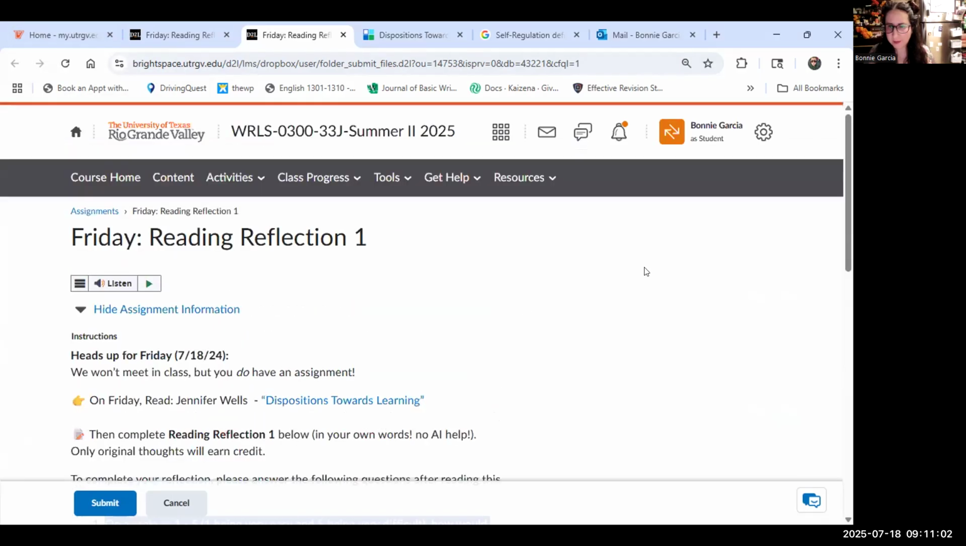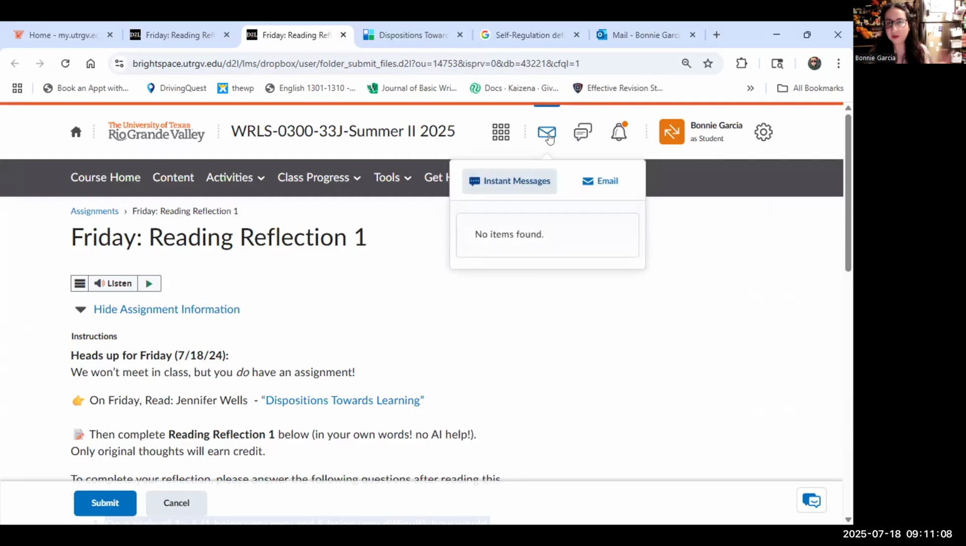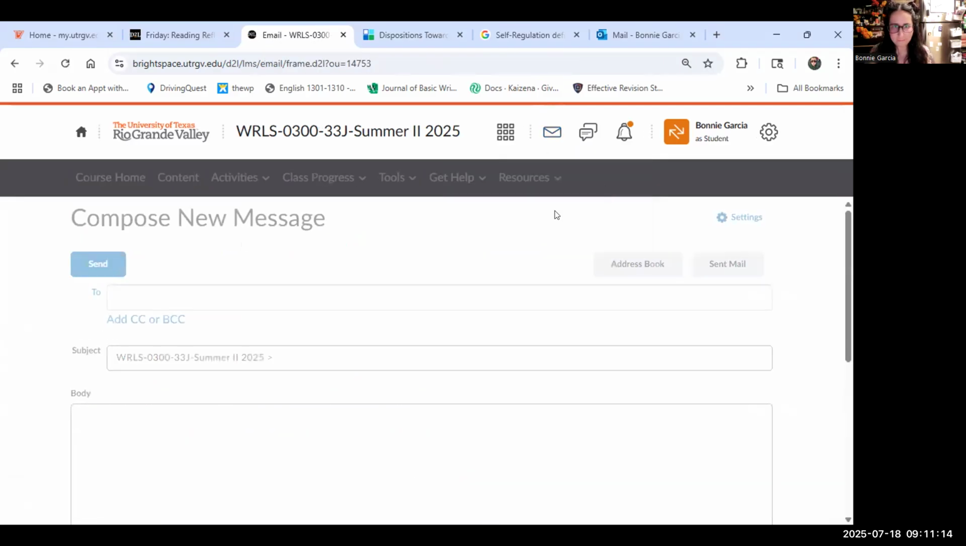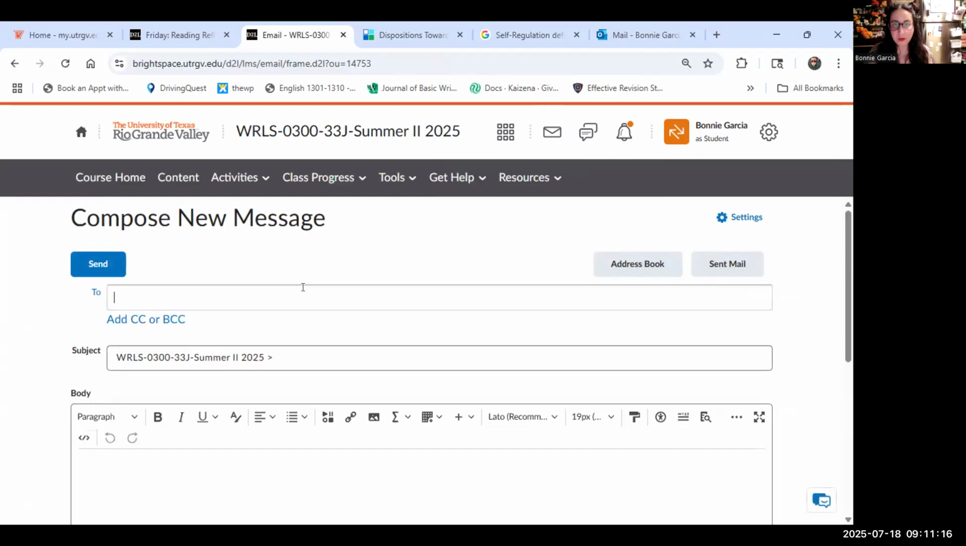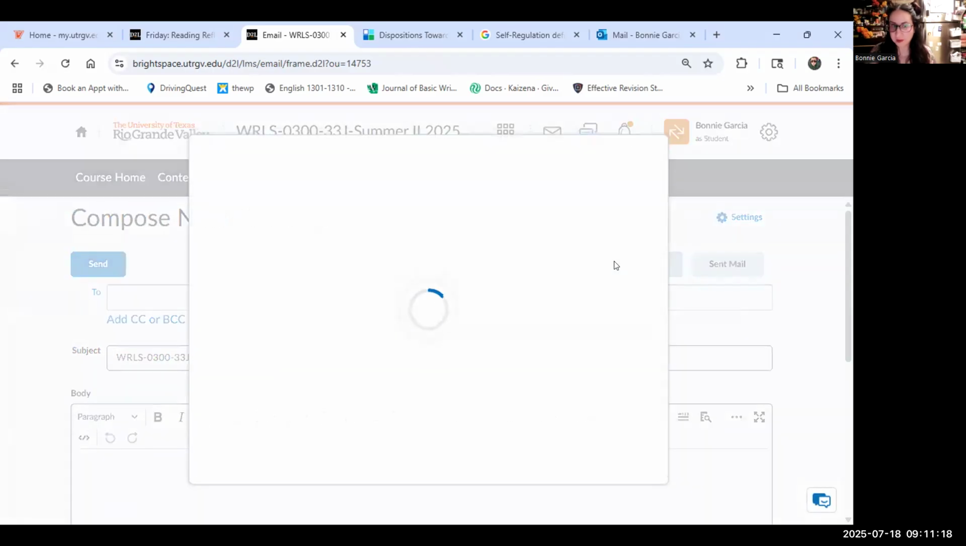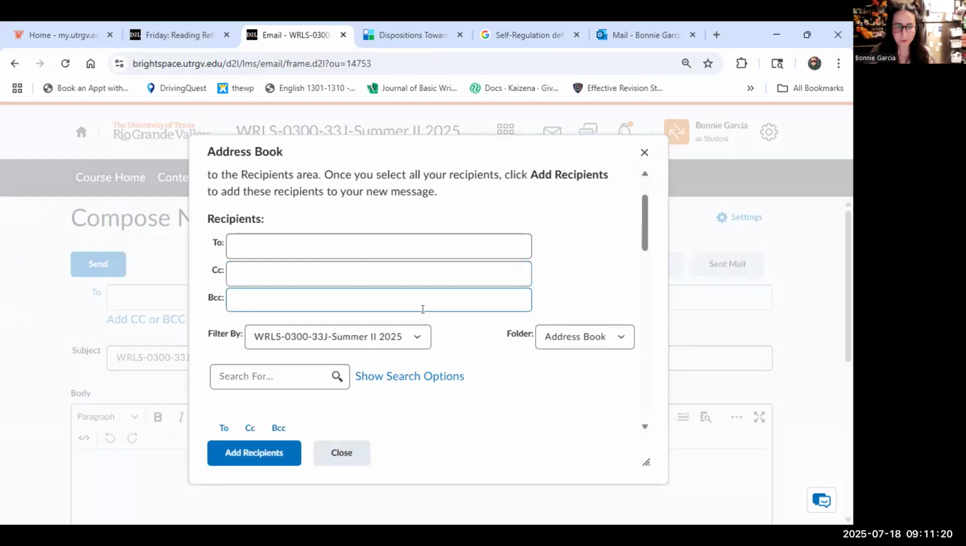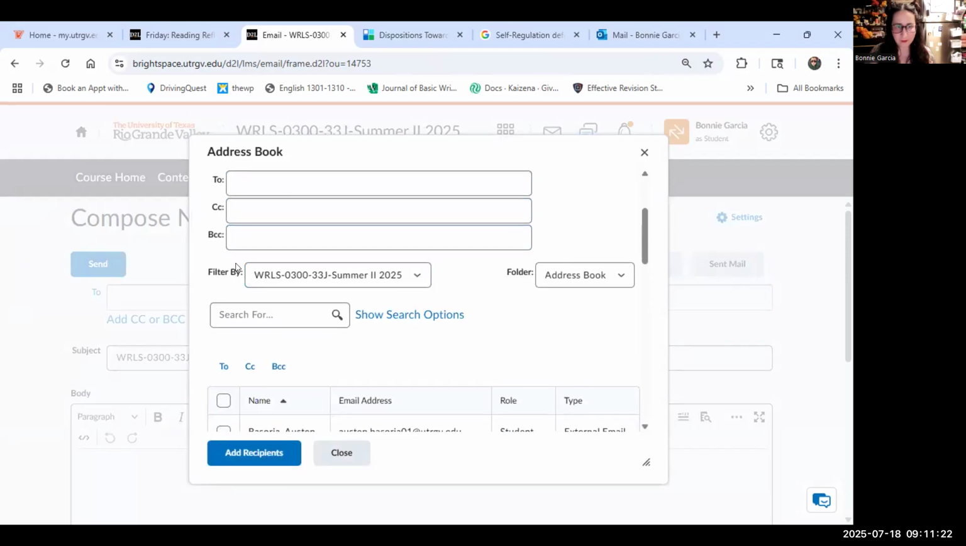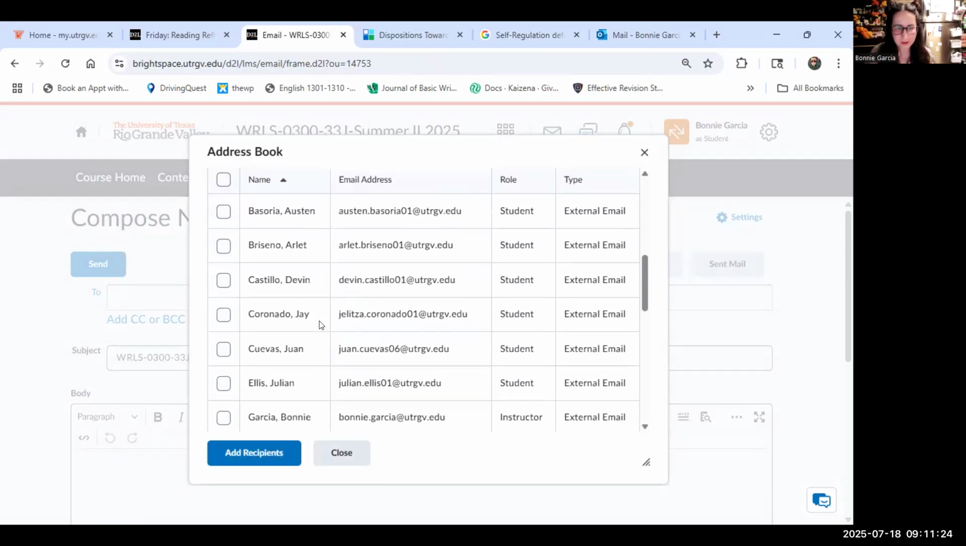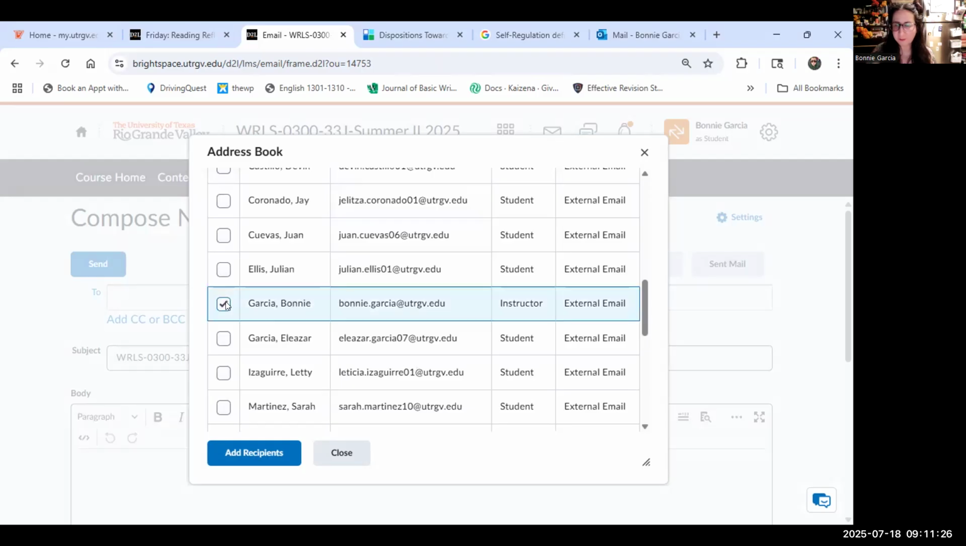Let's see if we have the email option here. Yes, so you're going to come up to the very top where it says instant message and email. You're going to click on email. And who are you going to send this to? Well, you have your address book. Let's see if the teacher's in here. Okay, so we have here our class. Oh, there she is, Bonnie Garcia.